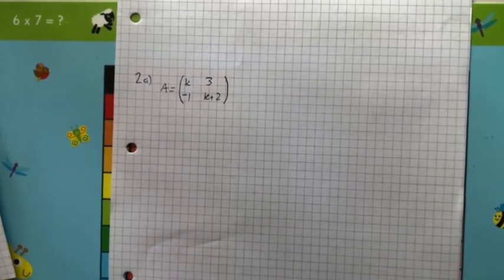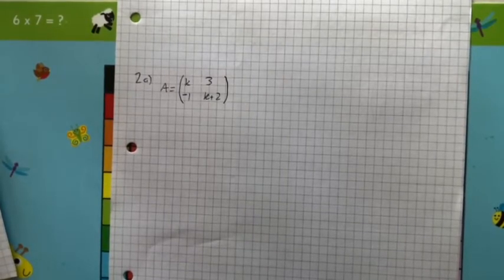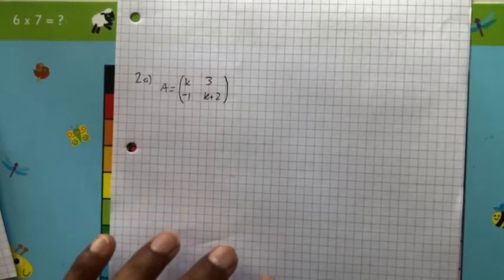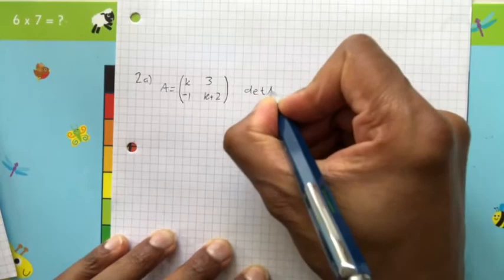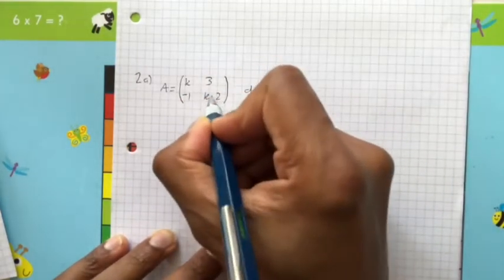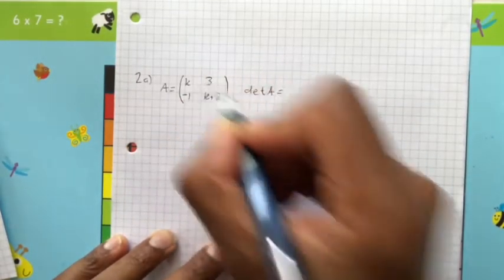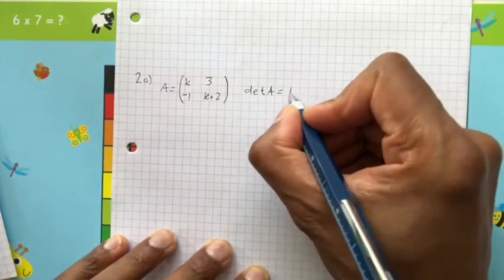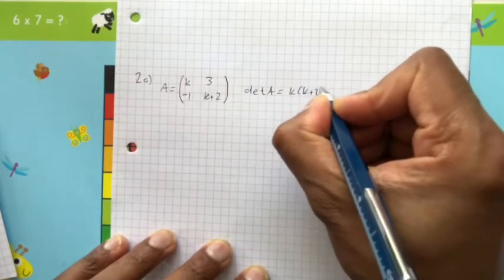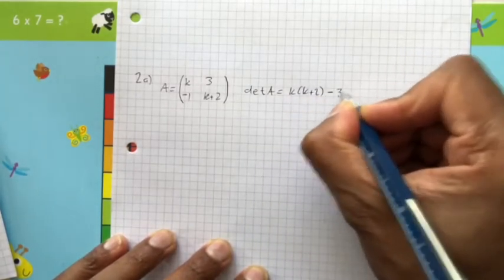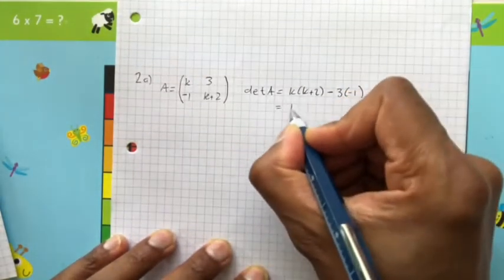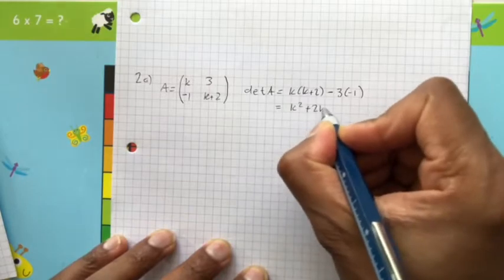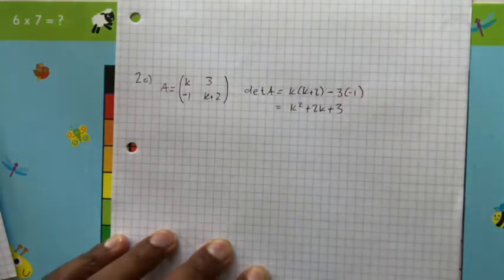Right, question 2. Part A says show that the determinant of A is greater than 0 for all real values of k. So in order to find the determinant of A, that will be equal to the product of those two, take away the product of those two. So that will be equal to k plus 2, take away 3 times minus 1. So that will give you k squared plus 2k plus 3.